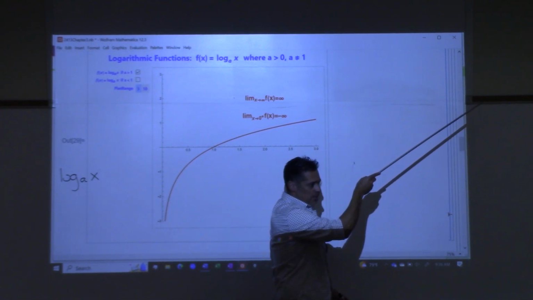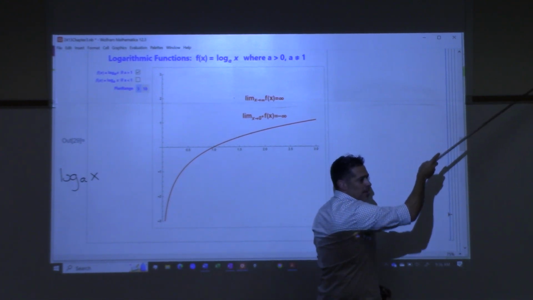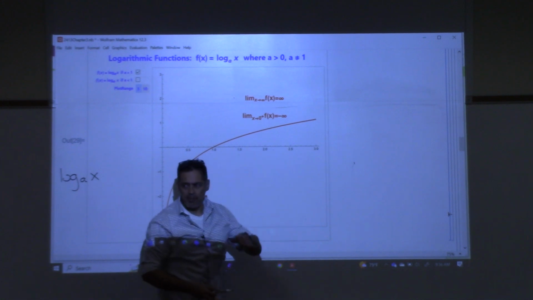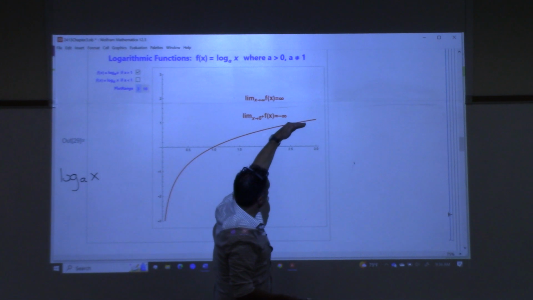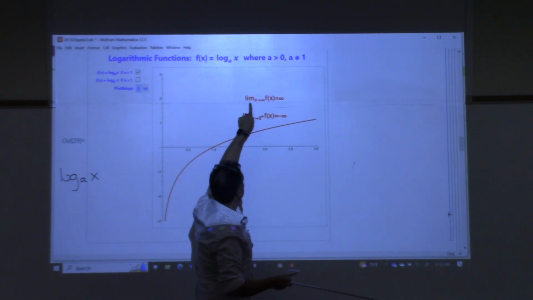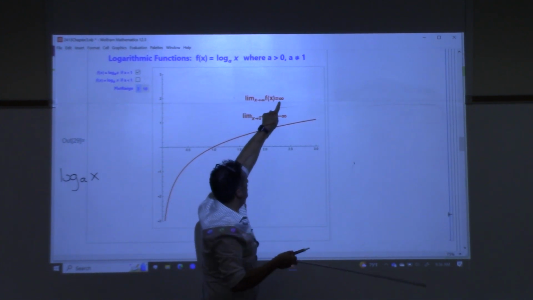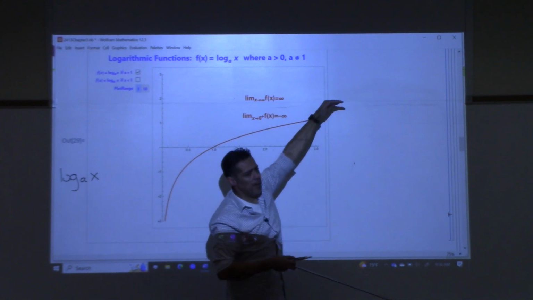Slowly, but it goes, all right? It keeps going up forever. It's just not very fast. It's not like exponential where it just takes off. Here, the log function grows slowly as you go out to the right. So, as you go to infinity, the graph goes to infinity as well. They both go up together, yes?